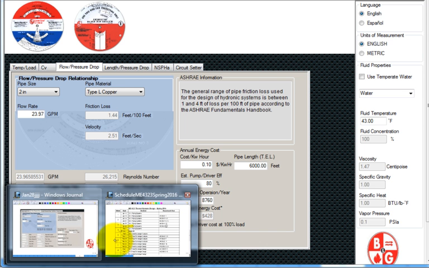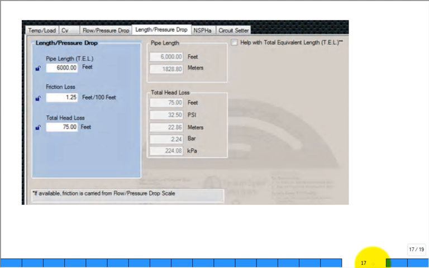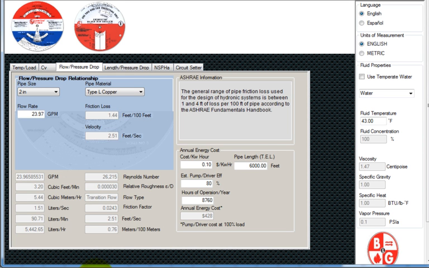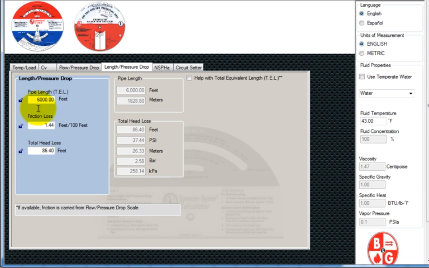I see I'm running out of time, or getting close. So we can then input into this software the length, so the pressure drop and the length. So I put in 6,000, I could put in 8,000. Whoops, that's too many feet, isn't it? Just put in 6,000. And you get the friction loss, 1.44 foot head per 100 foot length. And this is the total head loss. It's doing the calculations for us.